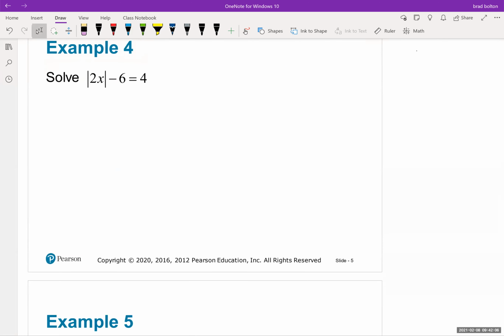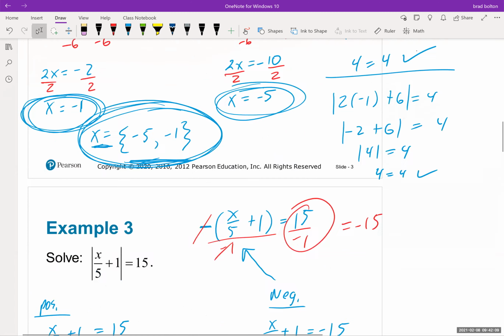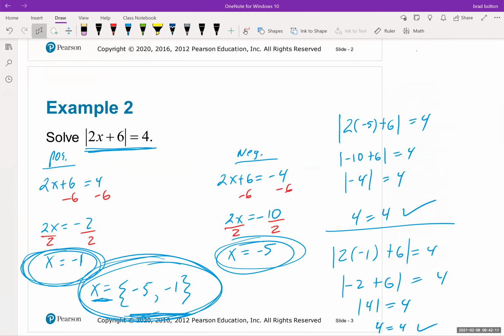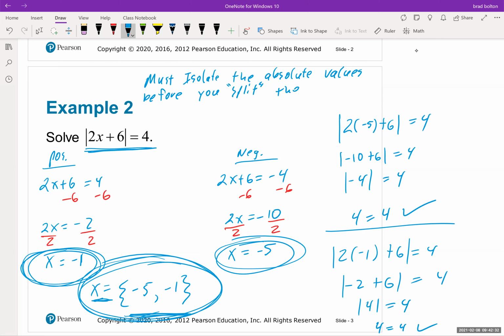Now, the whole thing way back here is the positive version and the negative version. You must isolate the absolute value before you split the absolute value. Okay, so this is extremely important.